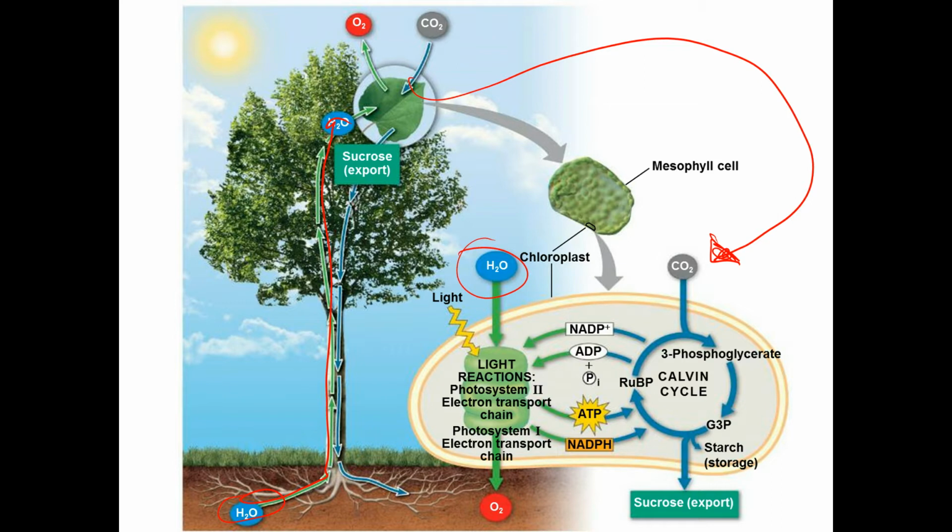Through photolysis, your light reaction releases oxygen gas. So this occurs in photosystem 2. This is the oxygen gas that leaves the leaves into the atmosphere. The light reaction is responsible for synthesizing ATP and NADPH, which is used to reduce CO2 from the atmosphere into G3P, which is used to make sucrose or starch or glucose or cellulose. And then that sugar is exported from the leaves to other tissues of the plant.